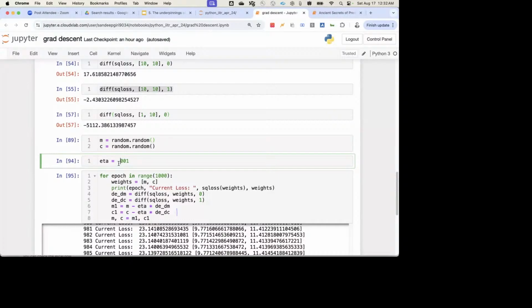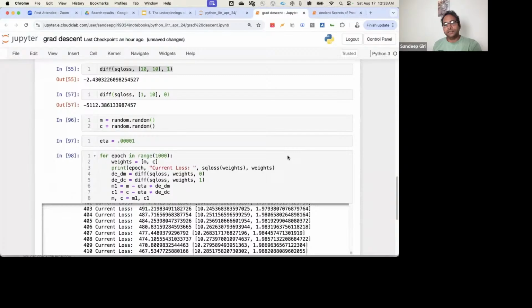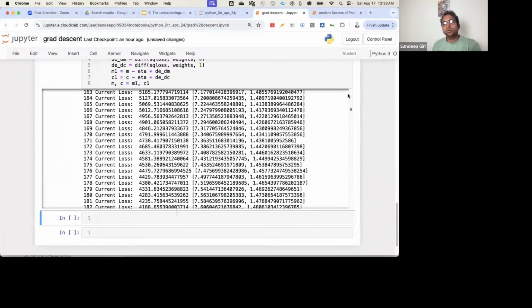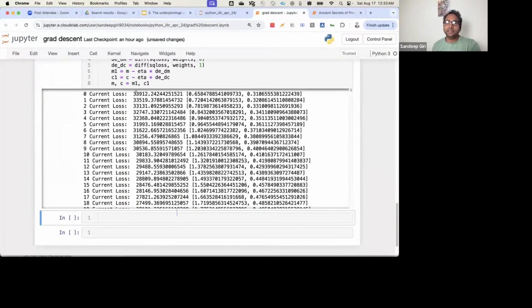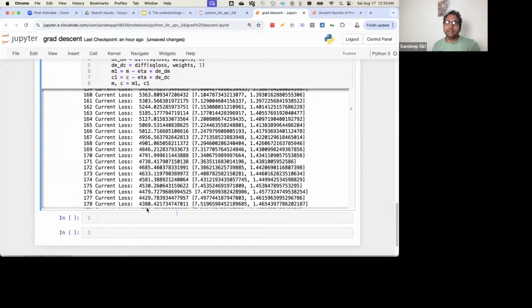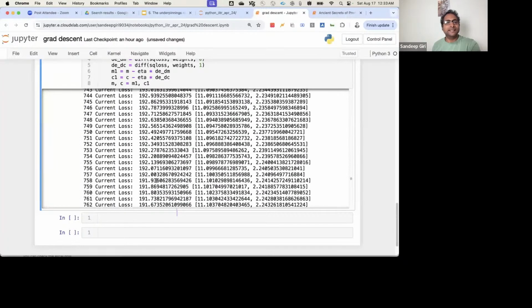If the eta value is very low, does it have a relation with overfitting? Let's just test it out. Okay, I'm starting again from the random. The only problem here is that with eta value being so low, it's just moving slowly, right? 33,000 was the error, then it brought it to 30,000, then it brought it to 10,000, and you can see it is bringing it down.